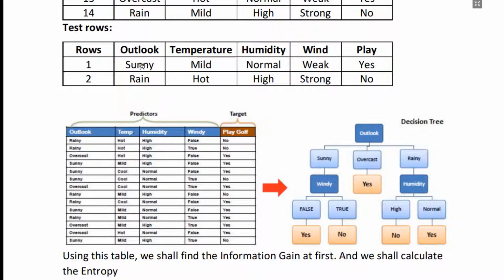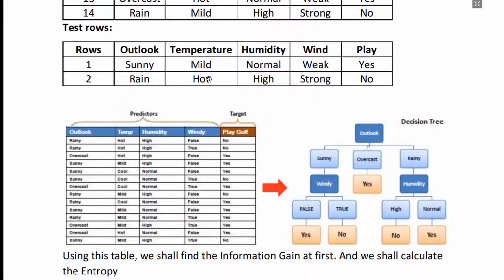Now just apply this one: sunny, mild, normal, weak. What outcome are you going to get? So outlook is sunny, and I'm just coming down here to windy. Here we have weak. So what is the weak here? We have wind with true and false, and this weak actually indicates false here. So just come to this, and then we have this one as yes. So that is the case.